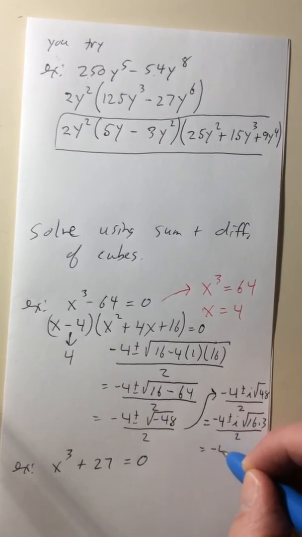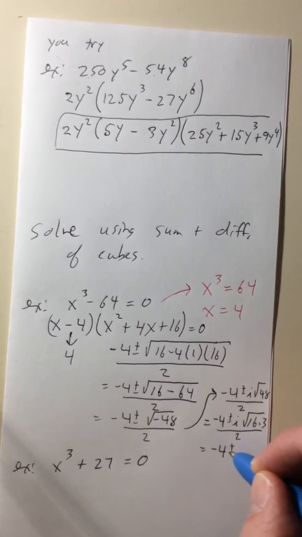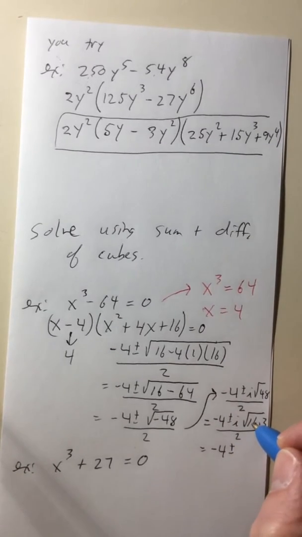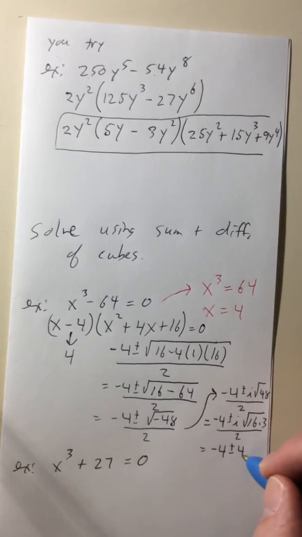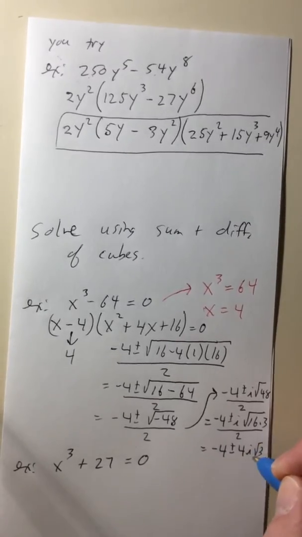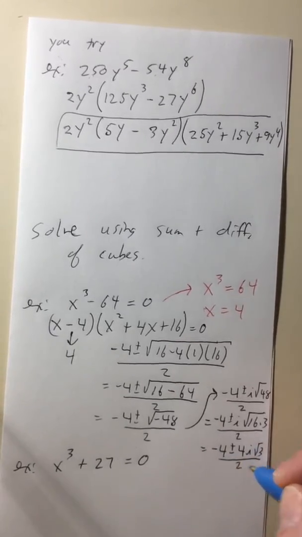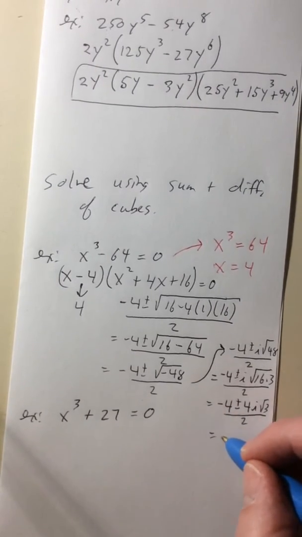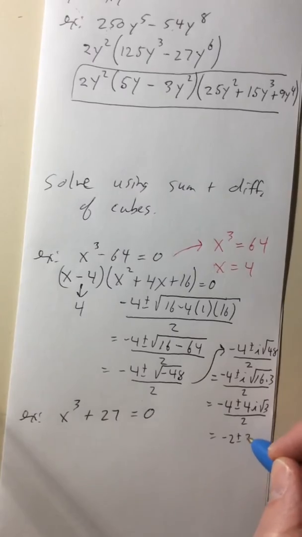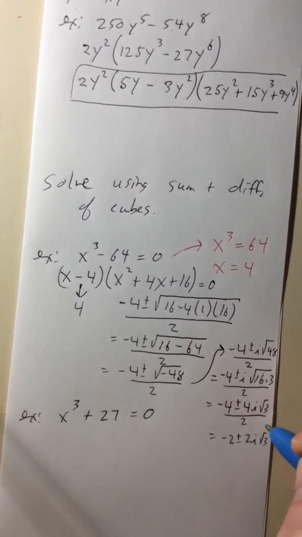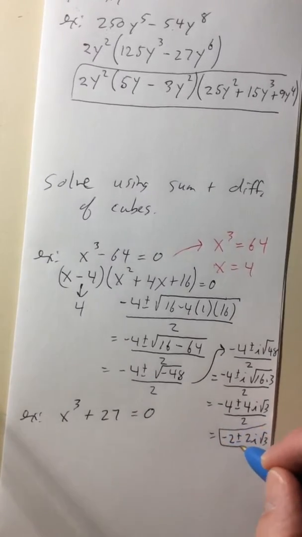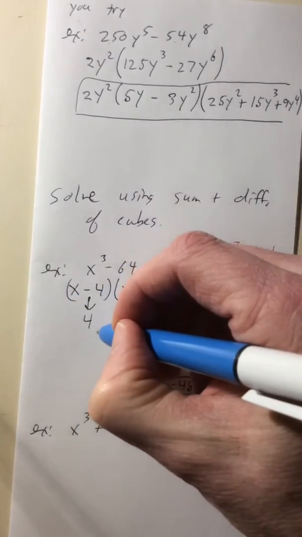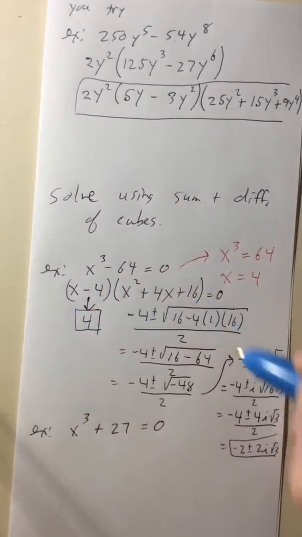And definitely should have left more room. Negative 4 plus or minus the square root of 16, of course, is 4. So that's 4i root 3. All of that's over 2. And then we divide the 2 into there, and we have negative 2 plus or minus 2i root 3. That's two of your answers, along with this one up here, to give you the third answer.